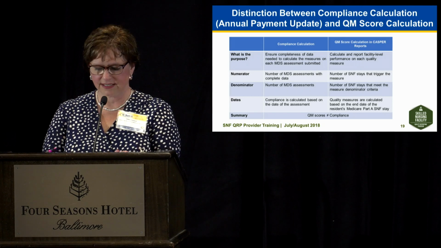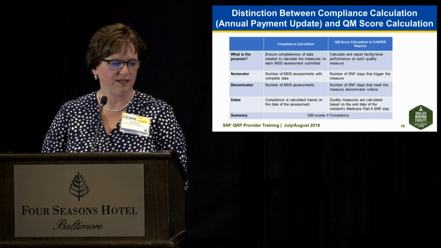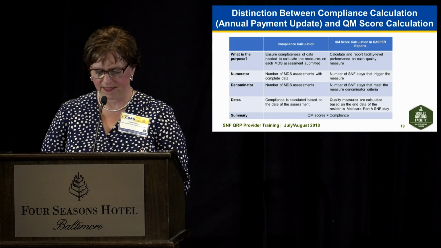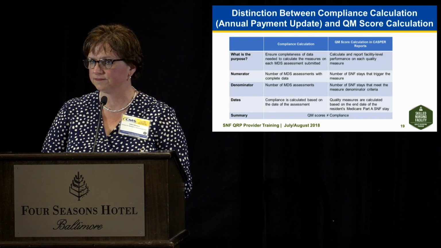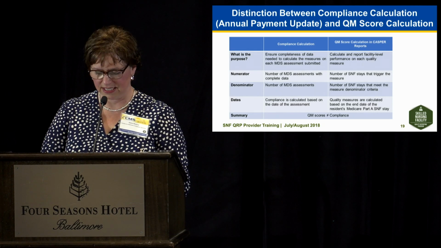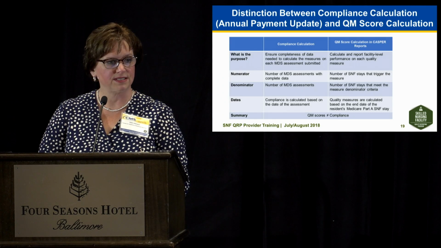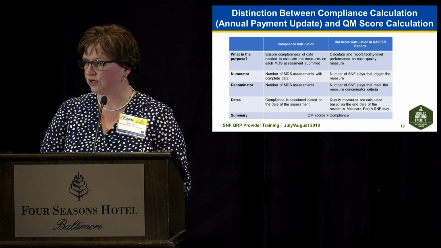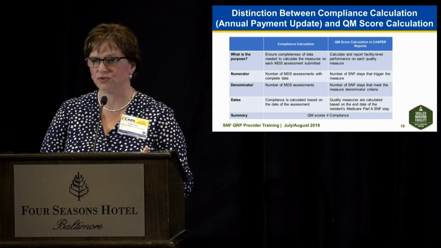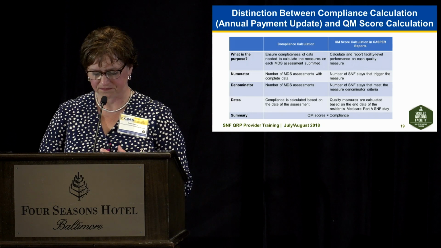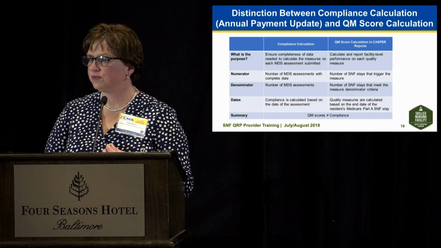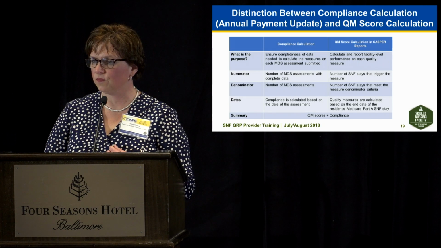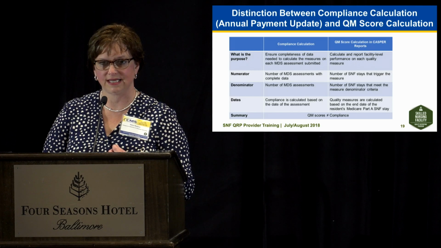So let's compare that information to the quality measure calculations. The numerator for the quality measure calculations is the number of SNF stays that triggered the measure. The denominator is the number of SNF stays that meet the measure denominator criteria, meaning that they were not excluded and they were included in the measure. The quality measures are calculated based upon the end date of the resident's Medicare Part A stay.